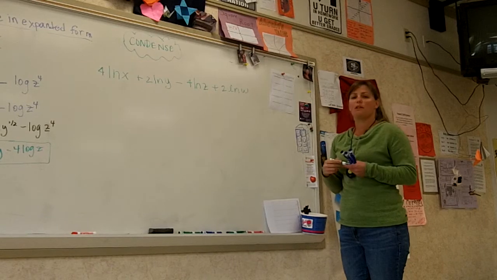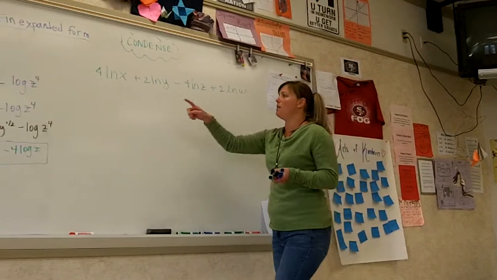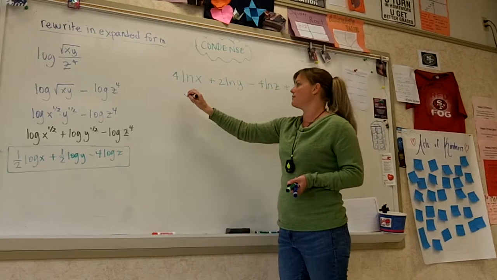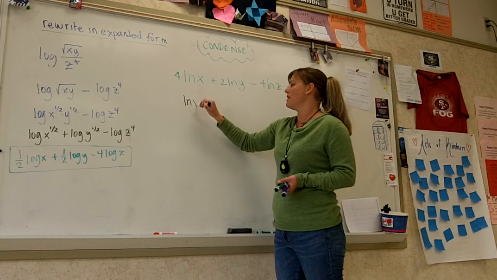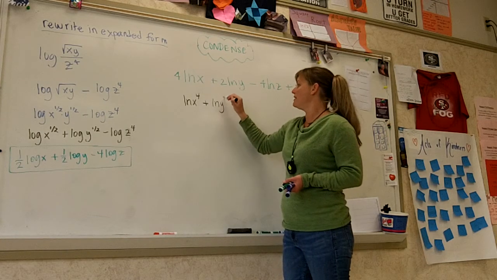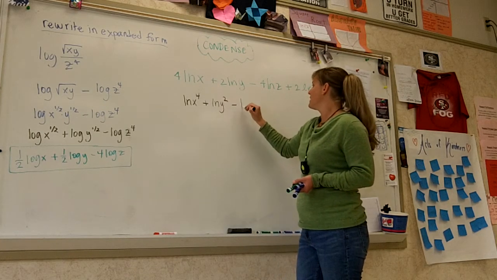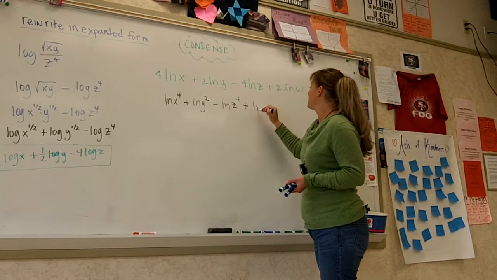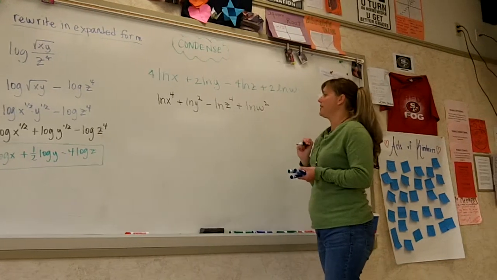So the first thing that I'm going to want to do with this is bring all the powers up top. So that's using the power rule in reverse. So this is really the natural log of x to the fourth plus the natural log of y squared minus the natural log of z to the fourth plus the natural log of w squared.